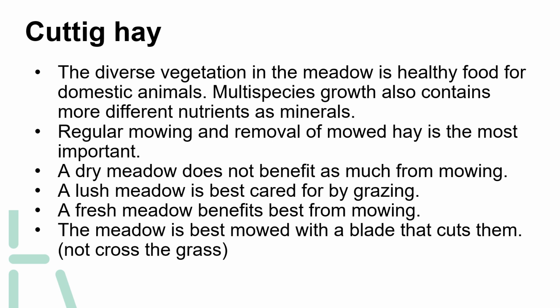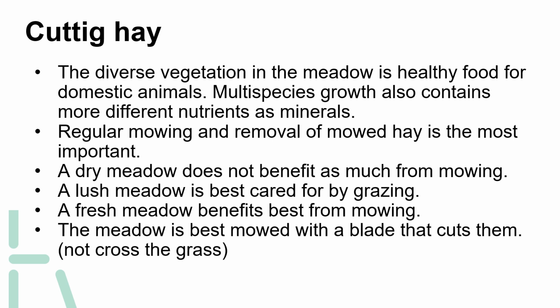And this cutting of verges, roadsides, and lake and stream sides was done manually, so in most cases it was not possible to do it using machinery. These semi-natural grasslands with a diverse vegetation usually have a lot of herbs, also medicinal herbs. This is really healthy food for your domestic animals. They contain more different types of nutrients and minerals.